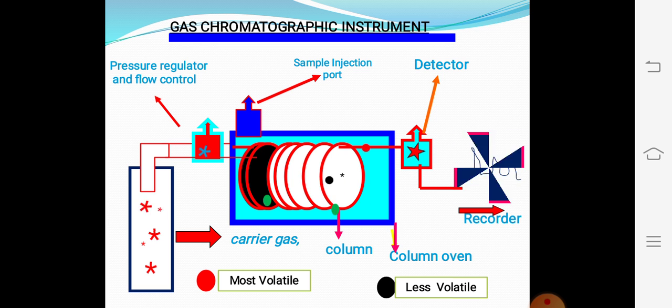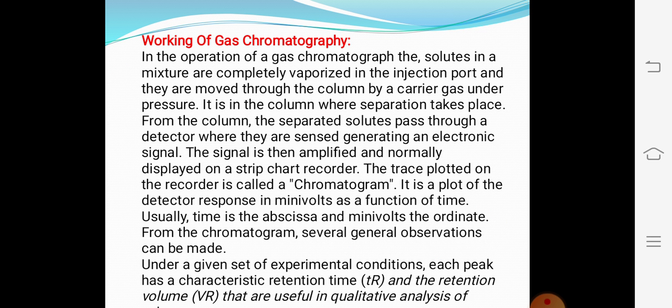Now, briefly, the instrumentation part of gas chromatography. How does gas chromatography instrumentation work? In the operation of a gas chromatograph, the solutes in the mixture are completely vaporized in the injection port and moved through the column by carrier gas under pressure. It is in the column where separation takes place. From the column, the separated solutes pass through the detector where they are sensed, generating an electronic signal. The signal is then amplified and normally displayed on a strip chart recorder.